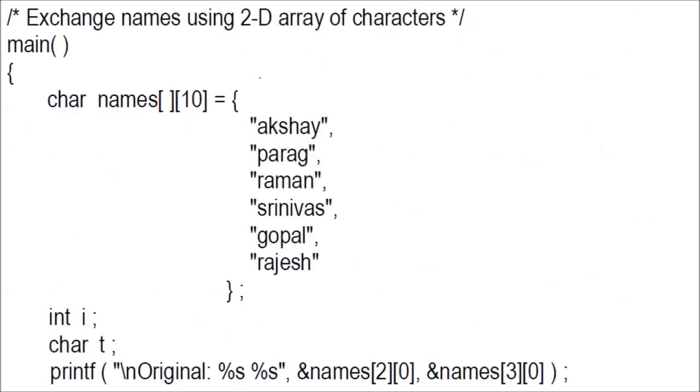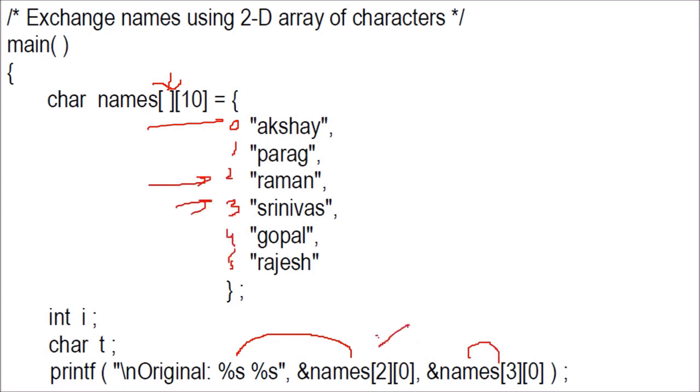See, this is exchanging the names using a 2D array of characters. You can give the dimension here or you cannot give it; it will automatically take it. Here we have the original. If you print names[2], this is 0, this is 1, this is 2, it will be Raman, and names[3], this is 0, 1, 2, 3, 4, 5, this will be Srinivas. This will show you Raman and this will show you Srinivas.